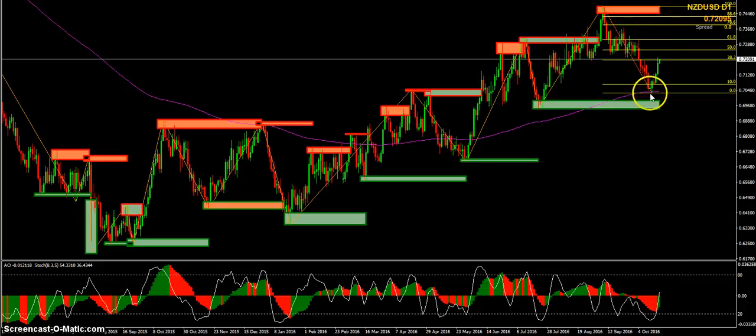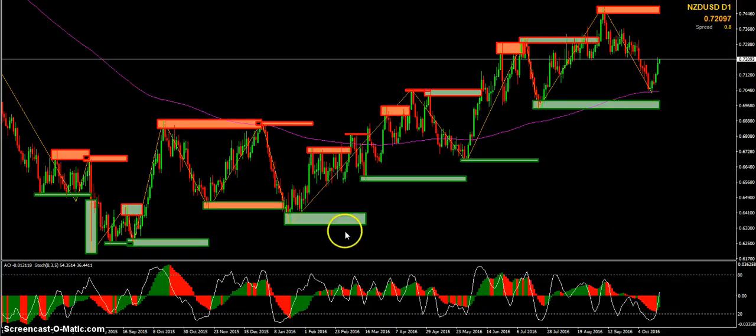Personally, I think if it breaks a couple of daily candles below this 200 EMA line, I think it's going to come off and come all the way down to probably these lows down here.